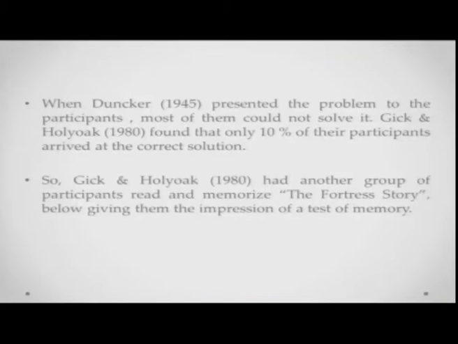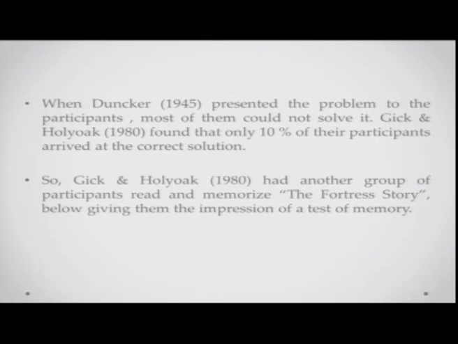When Duncker in 1945 presented this problem to the participants, most of them could not really come up with a solution. Gick and Holyoak did this in 1980, and they also found that only 10% of their participants could arrive at the correct solution. So, they proclaimed that this is a very difficult problem, and then they asked their participants to read and memorize the fortress story.